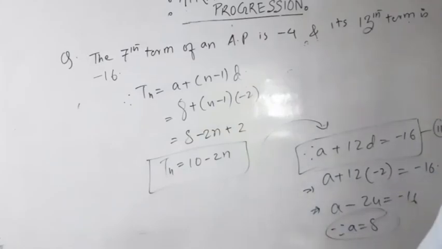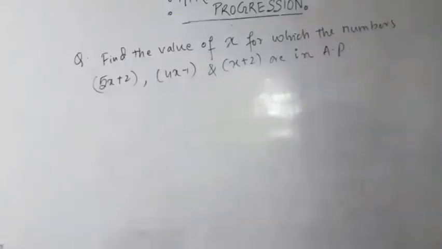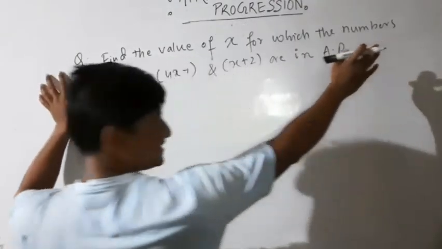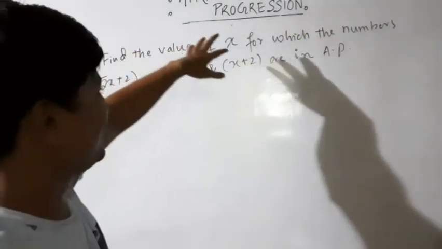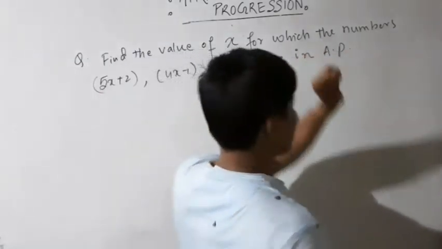Okay. Okay, now to the next question. So for the next question, I will be solving this particular question. See, what is given here? Find the value of x for which these three numbers are in AP.